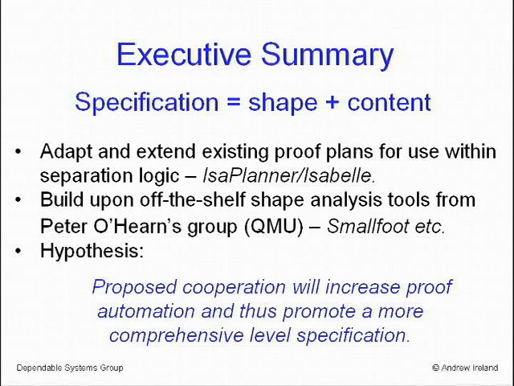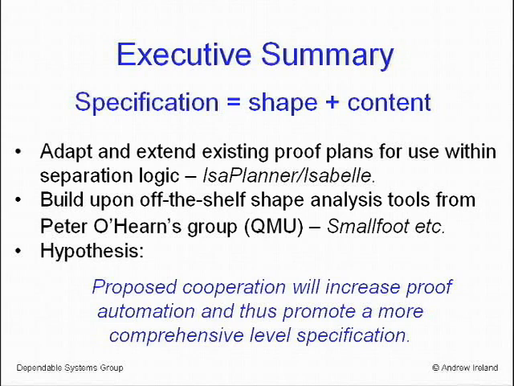So we're currently adapting and extending our existing proof plans for use within separation logic. This is within the Isoplanar proof planner, which is developed at Edinburgh University and which fits onto the Isabelle proof development environment. That's our proof checker here. We're building, as I've said, upon the off-the-shelf shape analysis tools from Peter O'Hearn's group and also the Cambridge group.